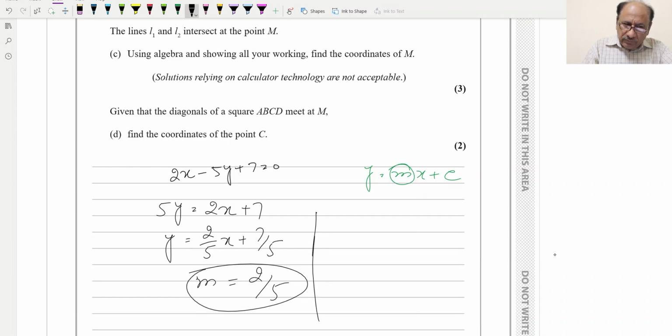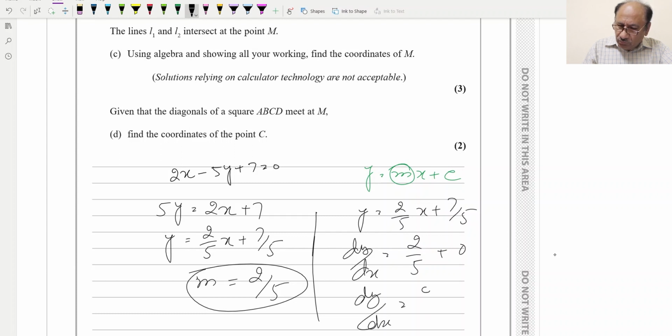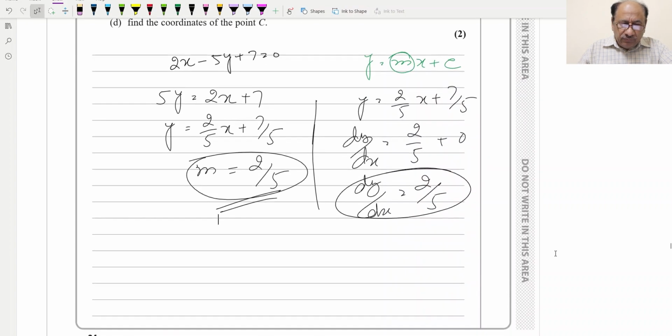Like for example, y is equal to 2 by 5x plus 7 by 5. So dy by dx will be equal to 2 by 5 plus 0. So dy by dx is equal to 2 by 5. So this is also the concept. You can use this one or this one, both will give you the same answer.